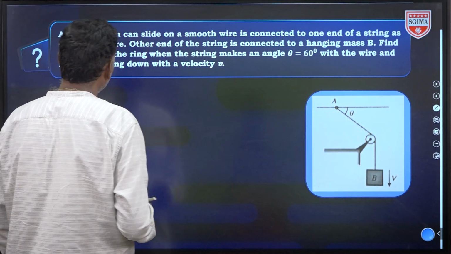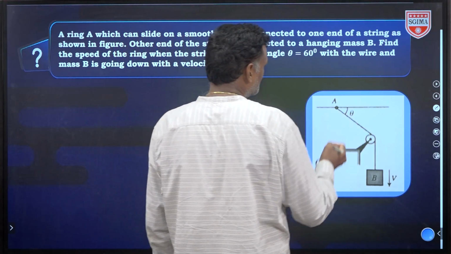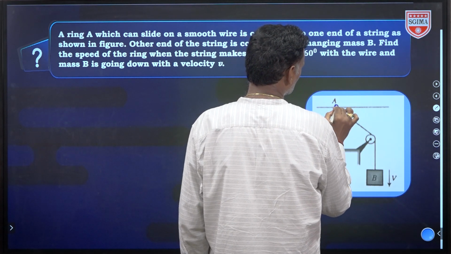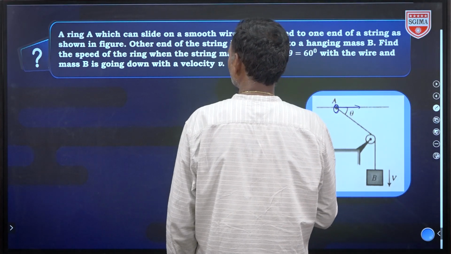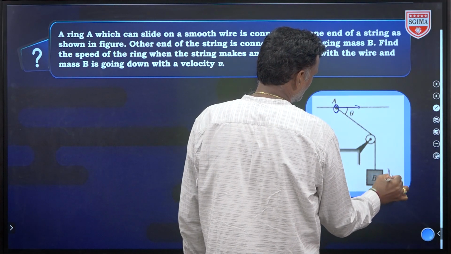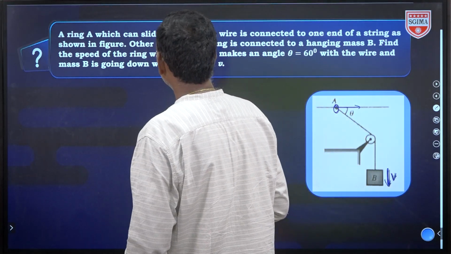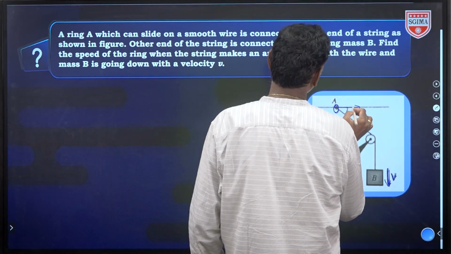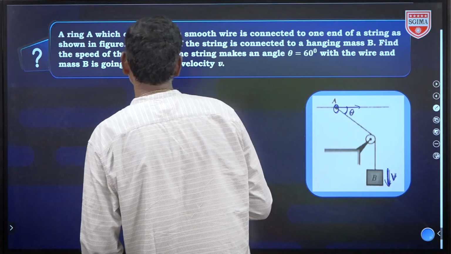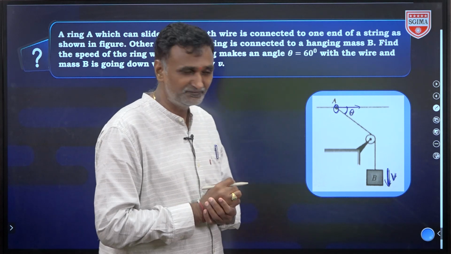A ring A which can slide on a smooth wire is connected to one end of a string as shown in the figure. So it is a ring again here, and it is supposed to move along this direction. The other end of the string is connected to the hanging mass B, and its speed is given as V. Find the speed of the ring when the string makes an angle theta with the wire. So here theta is given, and mass B is going down with velocity V at that instant.